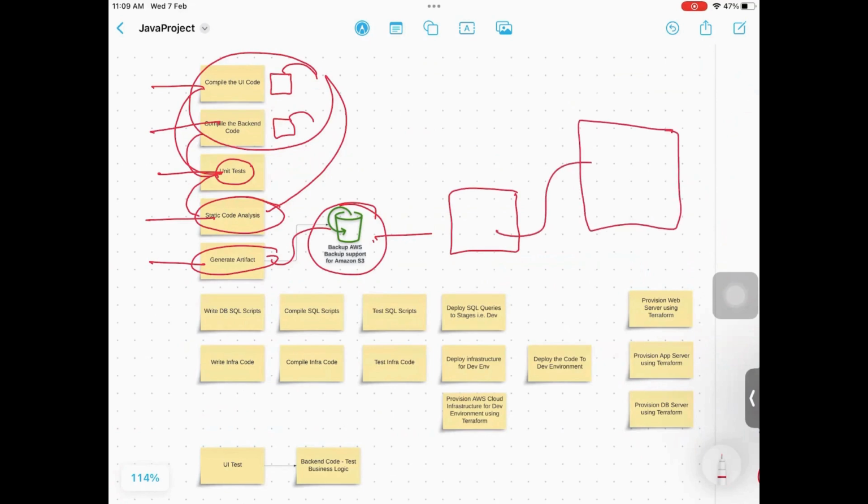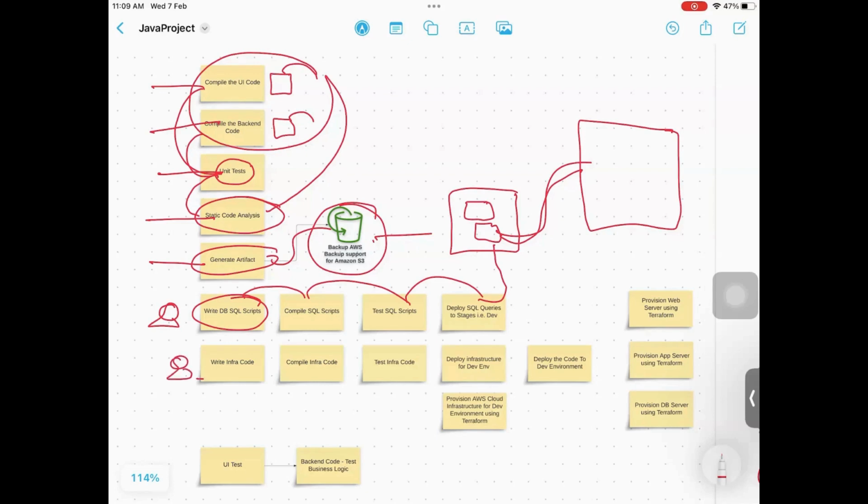And for this to happen, we need a DBA team. They write SQL queries. They compile the queries. Where? In Jenkins. They test the queries. They deploy the queries in target servers. That's called dev environment, then QA environment, then acceptance environment, then finally production.